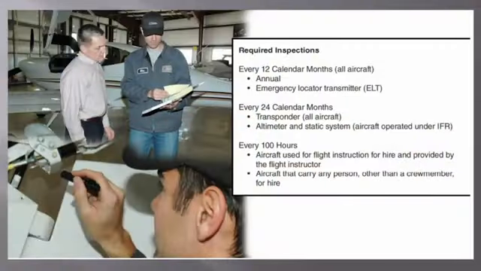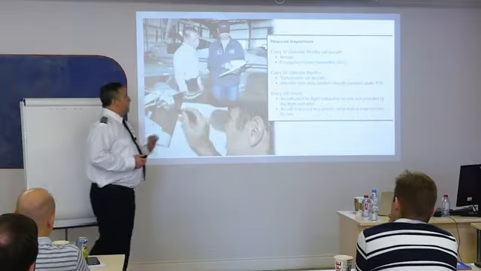Okay, well, here it is. What are my required inspections? Every 12 calendar months, it has to have an annual inspection and an emergency locator transmitter inspection, the ELT. If the airplane exceeds a certain deceleration or a certain acceleration value, the ELT will start sending out a signal. And that will alert, hey, there's probably a crash here, okay?